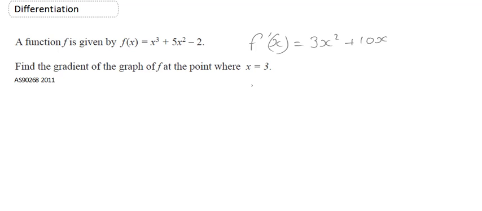Now, because I want to know what the gradient is when x is 3, I'm going to substitute 3 in for x. So I've got 3 lots of (3) squared plus 10 lots of (3). Now notice how I'm putting the number in brackets each time. That's because if it was a minus number, I would need to put the brackets in to work that out. 3 squared is 9, times 3 is 27, and 10 times 3 is 30. So the gradient is 57.